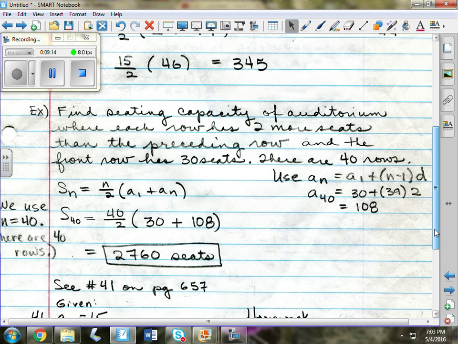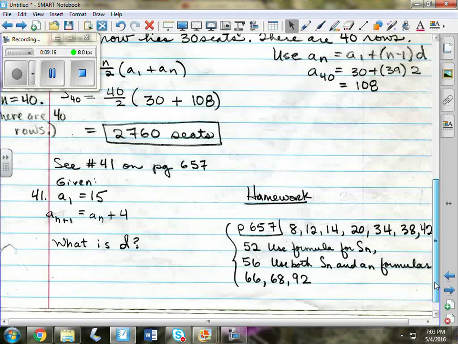Don't forget to label your word problems. Let's take a look. I've got one more here. Problem number 41 on page 657. Take a look at this one. A sub 1 is 15, and a sub n plus 1 is a sub n plus 4. So what is d?